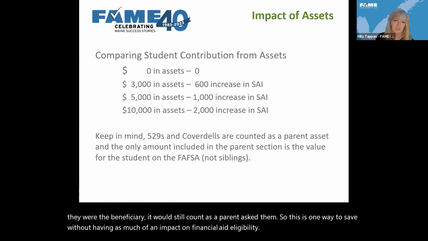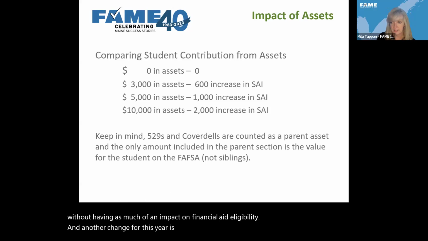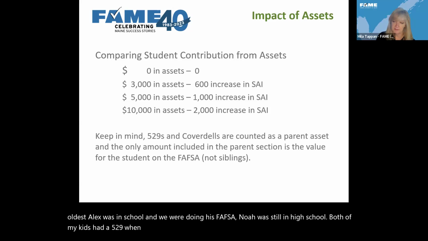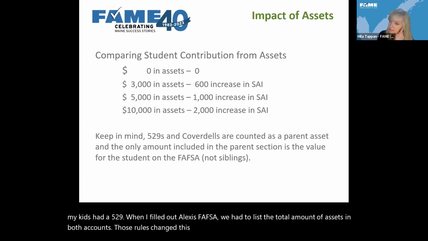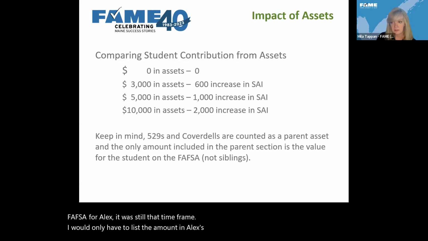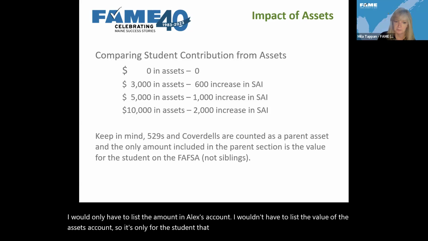And another change for this year is that if a parent has multiple kids, so let's say when my oldest Alex was in school, and we were doing his FAFSA, Noah was still in high school. Both of my kids had a 529. When I filled out Alex's FAFSA, we had to list the total amount of assets in both accounts. Those rules changed this year. So what happened this year is that if I were doing a FAFSA for Alex, it was still that time frame, I would only have to list the amount in Alex's account. I wouldn't have to list the value of the assets in Noah's account. So it's only for the student that FAFSA is being completed for. Okay, not their siblings. So that's another good change.